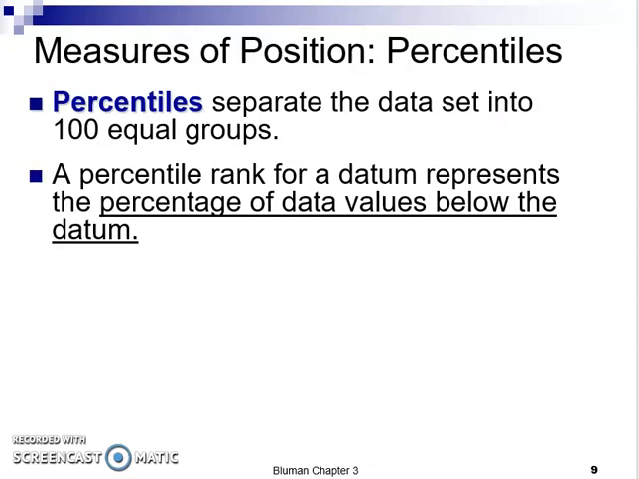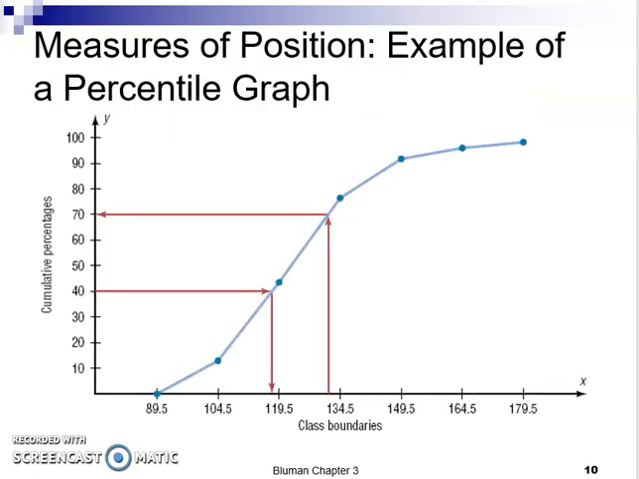Now, another measure of position is percentiles. And percentiles just separates the data set into 100 equal groups, percent, 100. And what it's talking about when you look at a percentile rank is the percentage of data values that fall below that particular value, that datum.